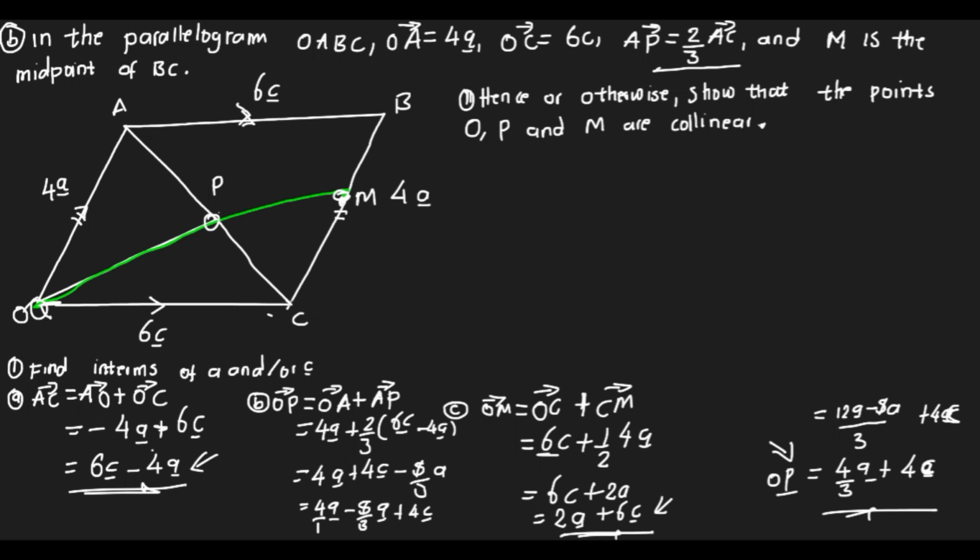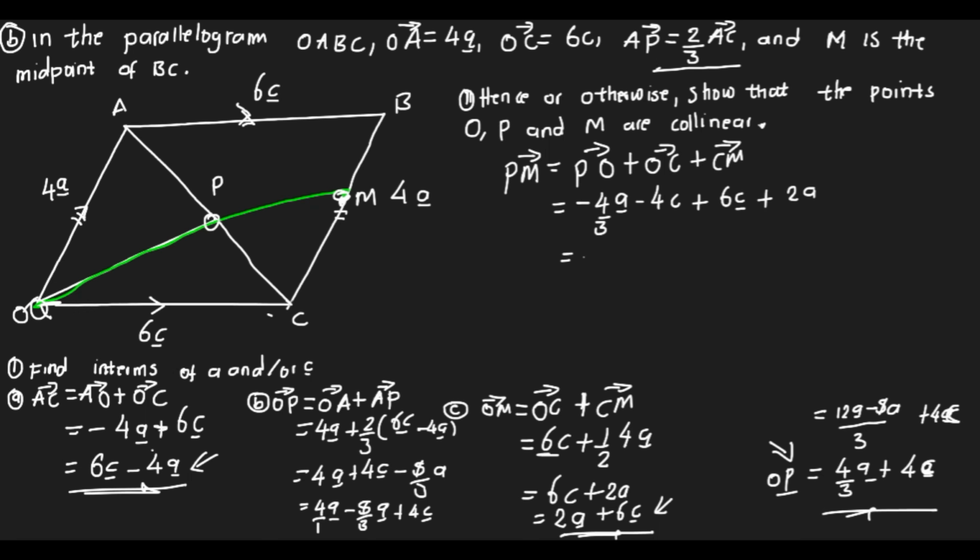Now the work is, let's find the vector PM. For us to move from P to M, we use P to O plus O to C plus C to M. So PO is the opposite, or the reverse of OP. OP is positive 4 over 3 A plus 4C. So PO is negative 4 over 3 A minus 4C, plus our OC is 6C. Then CM is half of 4A, it is just 2A.